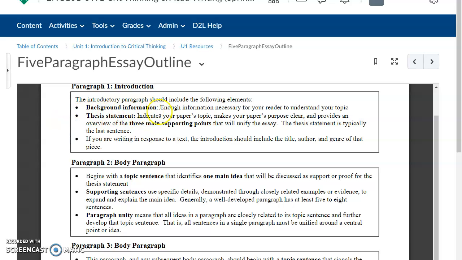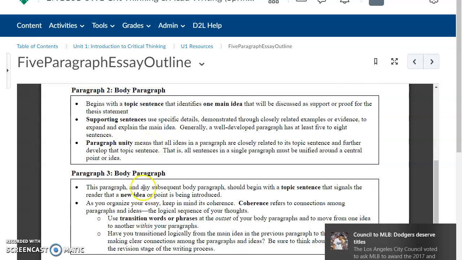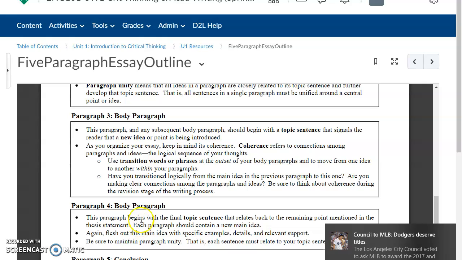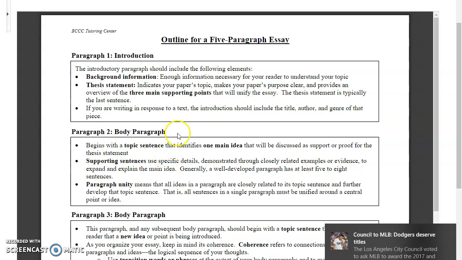Okay, we know that in 5-paragraph essays we have the introduction, then 1 body paragraph, 2 body paragraphs, 3 body paragraphs, and the conclusion for a total of 5 paragraphs. Let's start with the introduction. Basically the introduction has 3 parts. There's a hook where you draw the audience in, like by using a story or a quotation or a startling statistic that will draw the reader in. Then you provide background information. Here it says enough information necessary for your reader to understand your topic.